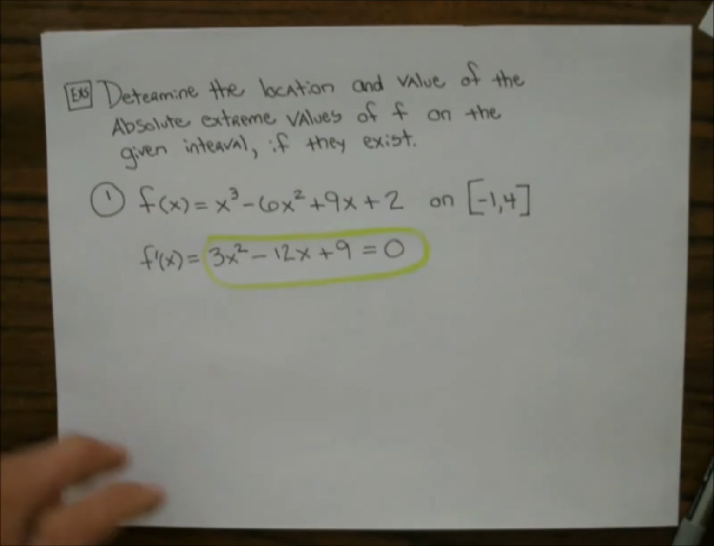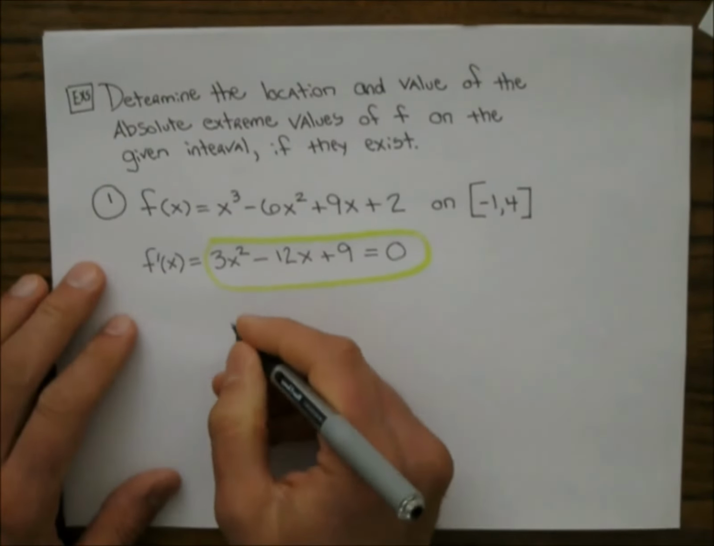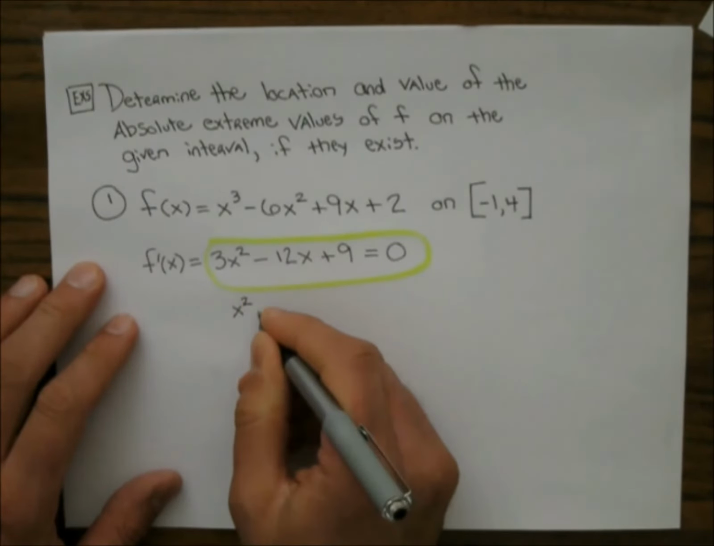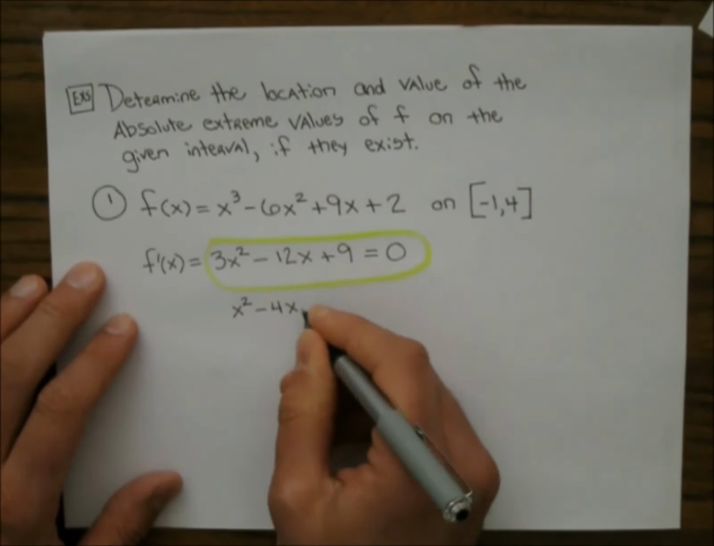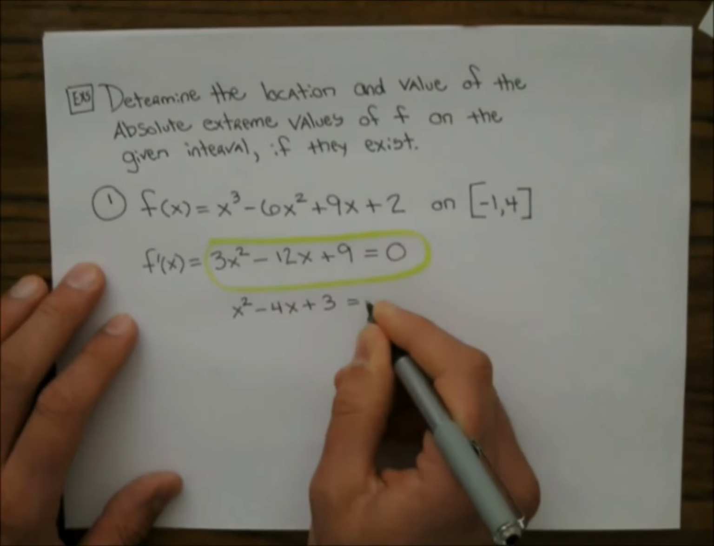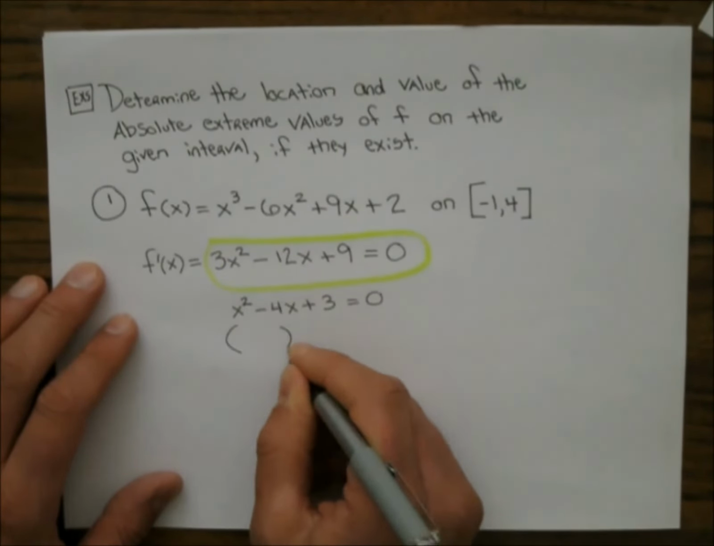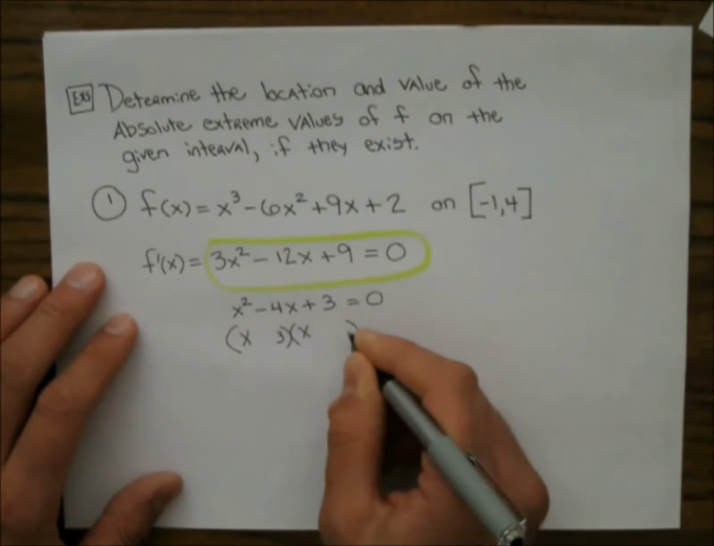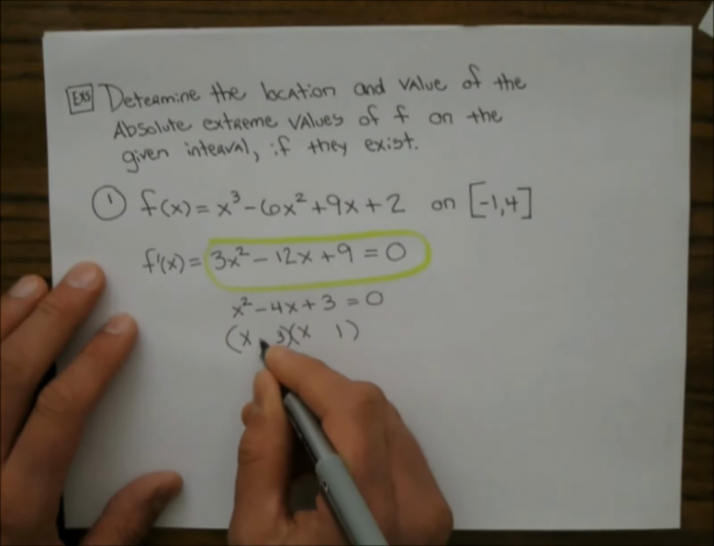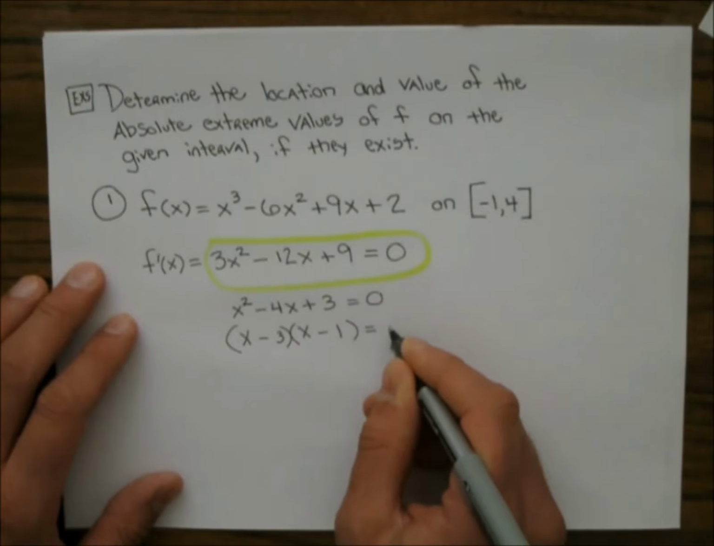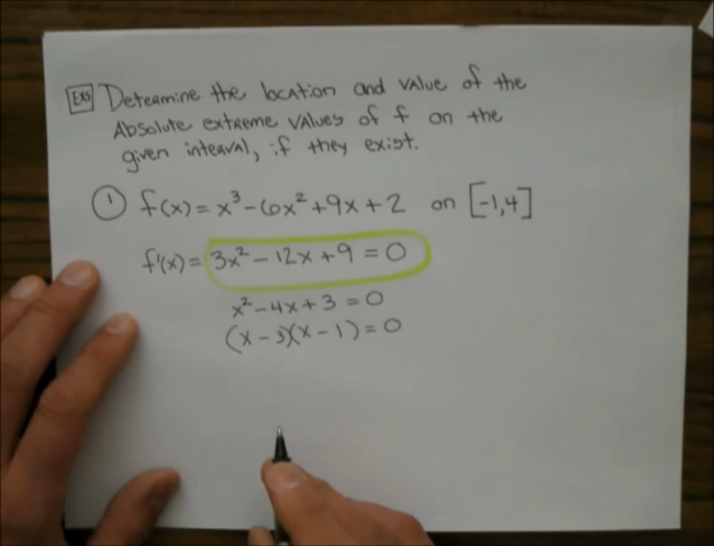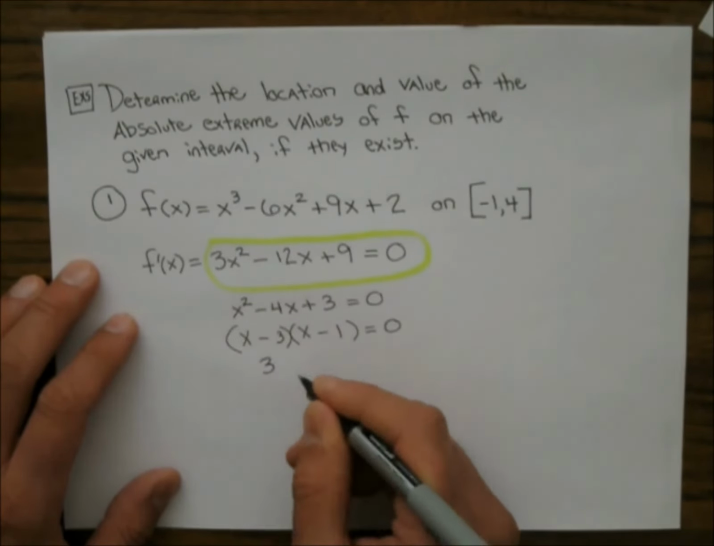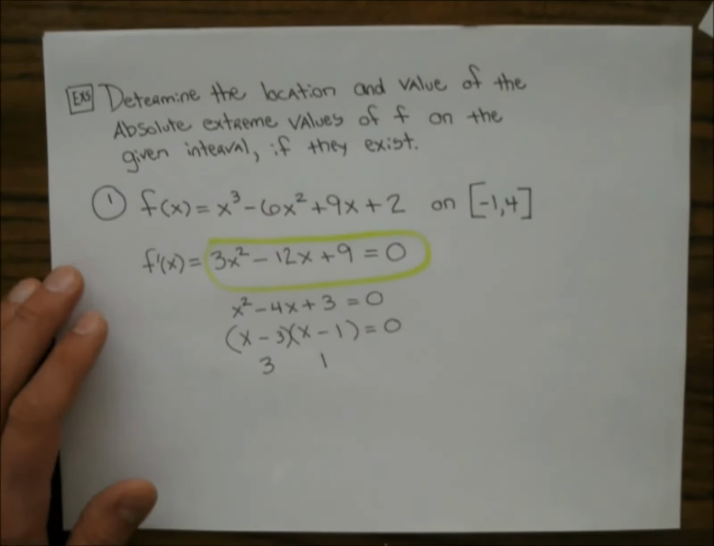And I'm going to divide everything in that equation by 3. So I have x squared minus 4x plus 3 equals 0. I'm going to factor this. So this is x, 3, and 1. Put some negatives there. And looks like I get critical numbers of 3 and 1.